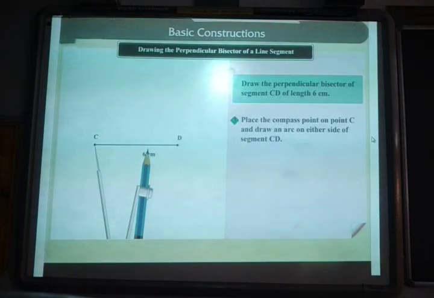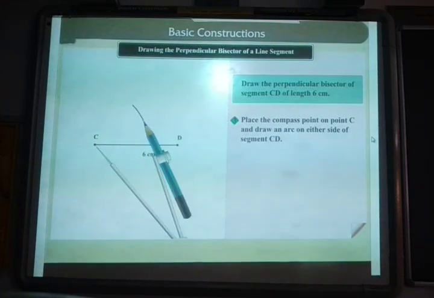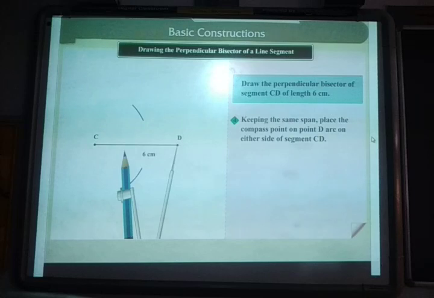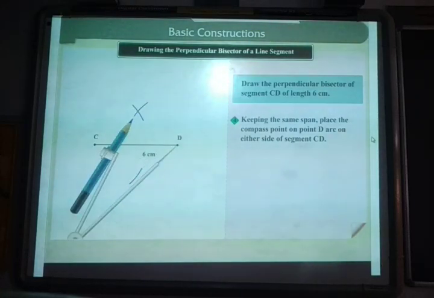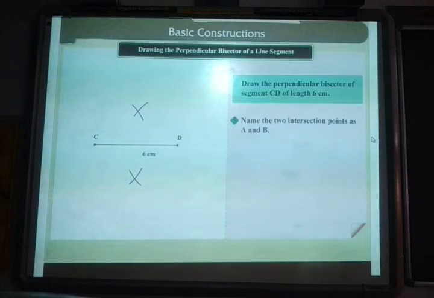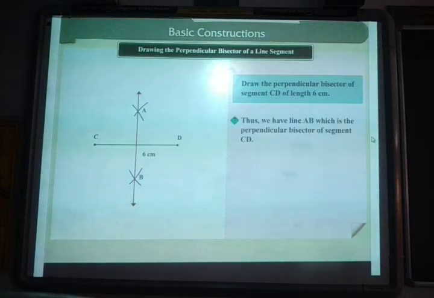Place the compass point on point C and draw an arc on either side of segment CD. Keeping the same span, place the compass point on point D and draw an arc on either side of segment CD to intersect the previous arcs. Name the two intersection points as A and B. Draw line AB. Thus, we have line AB, which is the perpendicular bisector of segment CD.